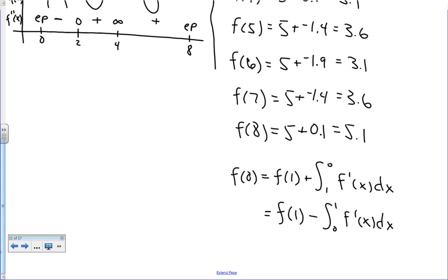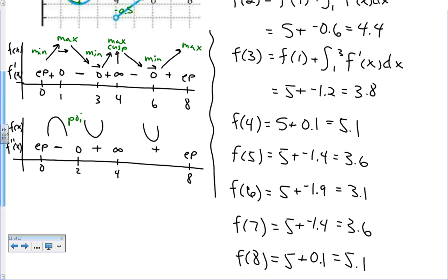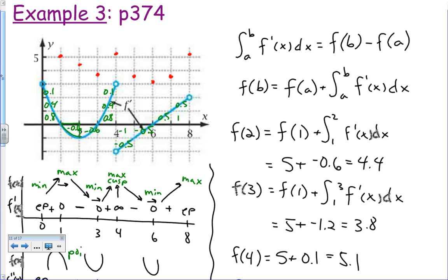So we end up with 5 minus 1.3, which gives us a value of 3.7. And so we'll plot that. At 0, we're at 3.7, so that's about right here, we'll say. Okay, so notice that we've come up with some points that our curve actually goes through, or some pretty accurate points that it looks like the curve goes through.